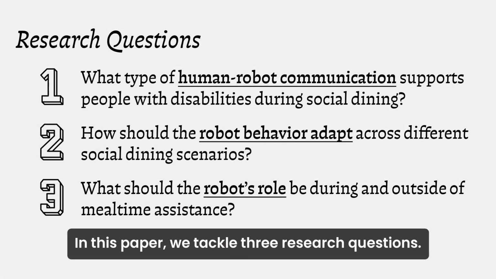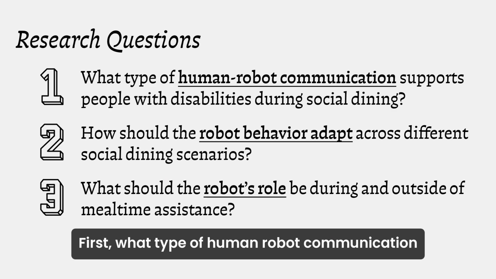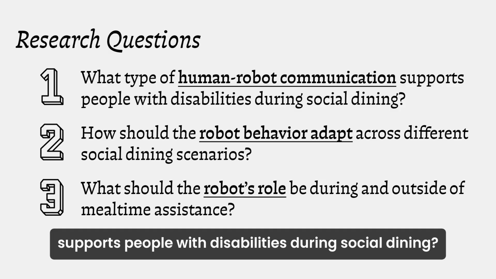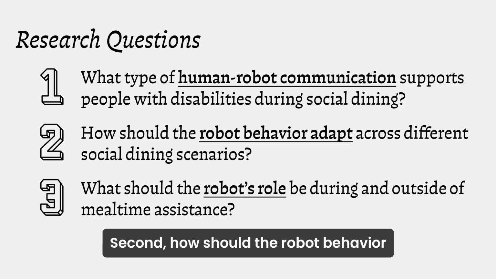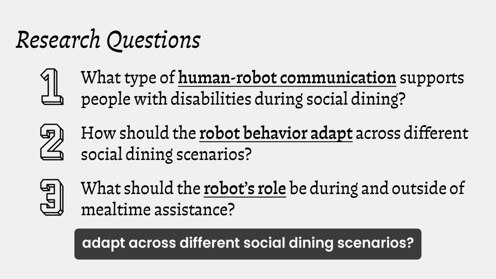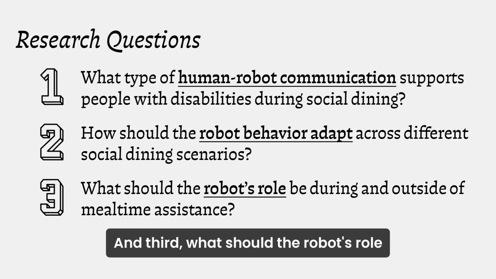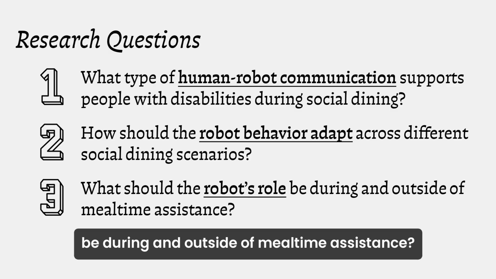In this paper, we tackle three research questions. First, what type of human robot communication supports people with disabilities during social dining? Second, how should the robot behavior adapt across different social dining scenarios? And third, what should the robot's role be during and outside of mealtime assistance?